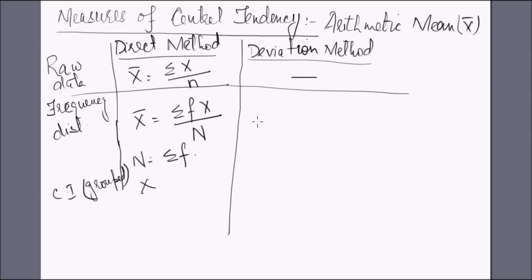Now, in case of both frequency distribution and grouped frequency distribution, let me first write the formula and then explain to you. The mean in case of deviation method is we find a value d, we multiply it with f, we take the summation of these two, we divide that summation by the total frequency, and we add this to our assumed mean a. What is a?